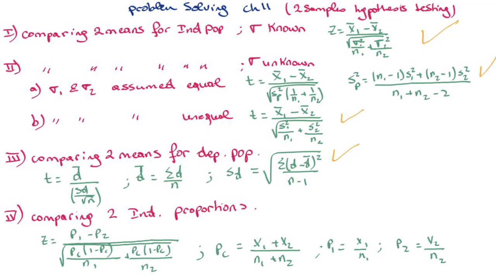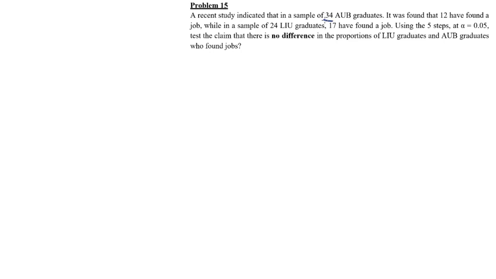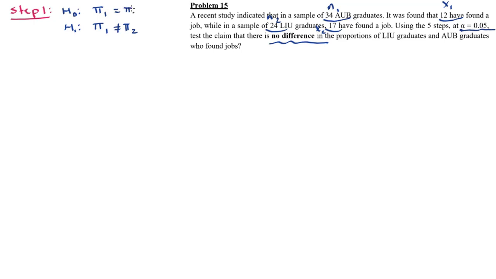To cover the last part, we will be solving Worksheet 5, Problem 15. We want to compare the percentage of graduates that have found a job after they graduate in two universities, AUB and LIU. We chose a sample of 34 students from AUB, among which 12 have found a job, and a sample of 24 LIU graduates, among which 17 have found a job. We want to compare if there is a difference in the proportion between LIU and AUB.